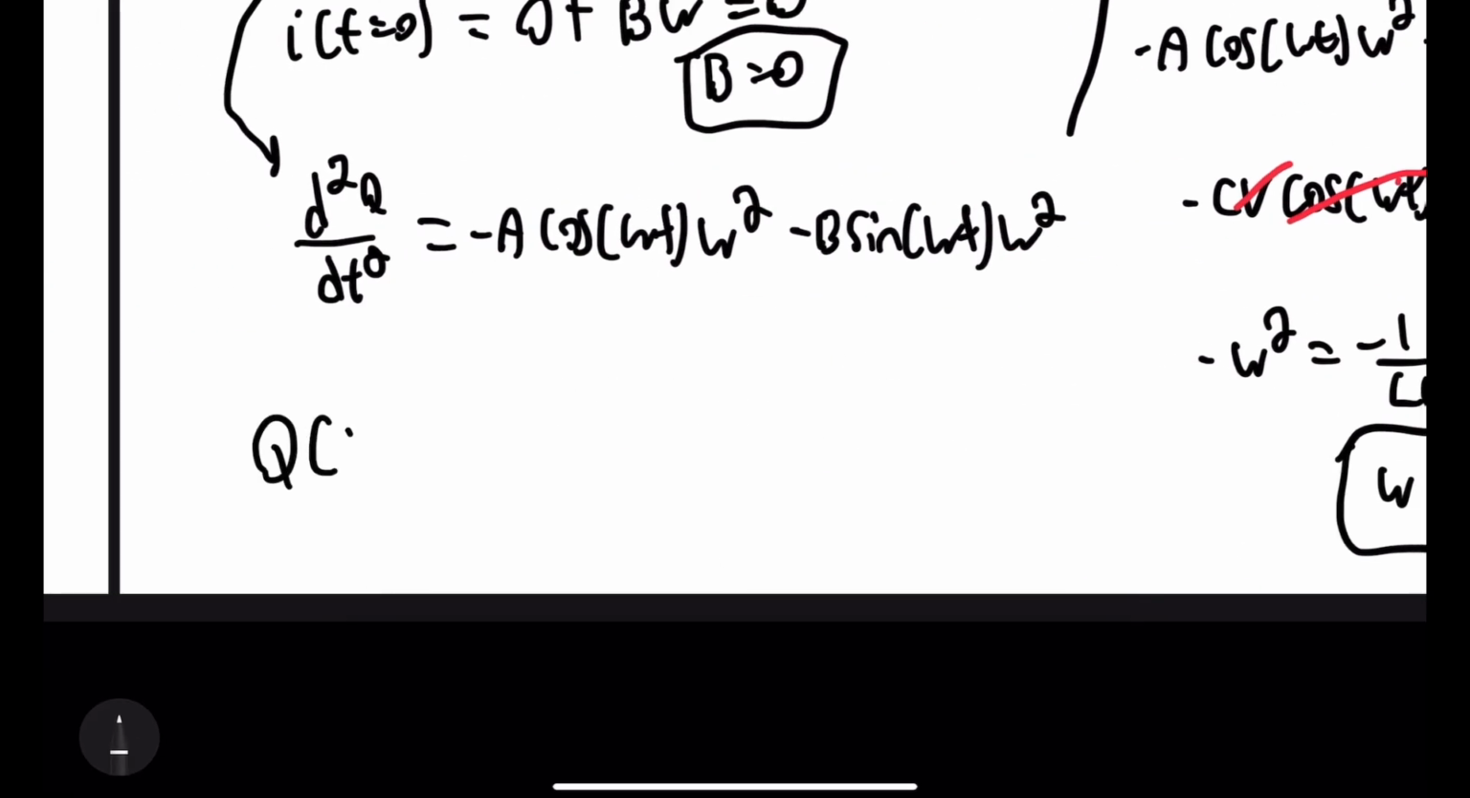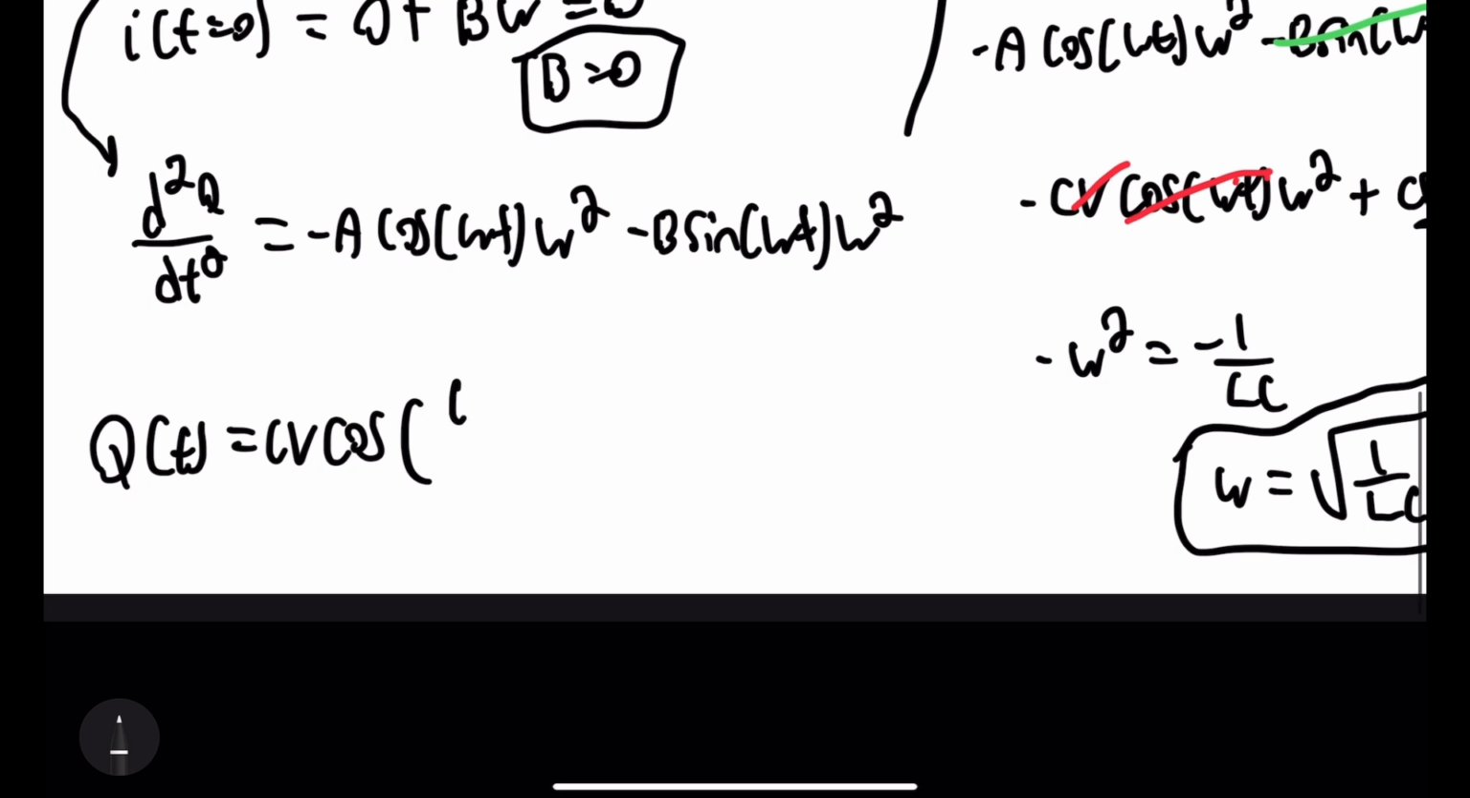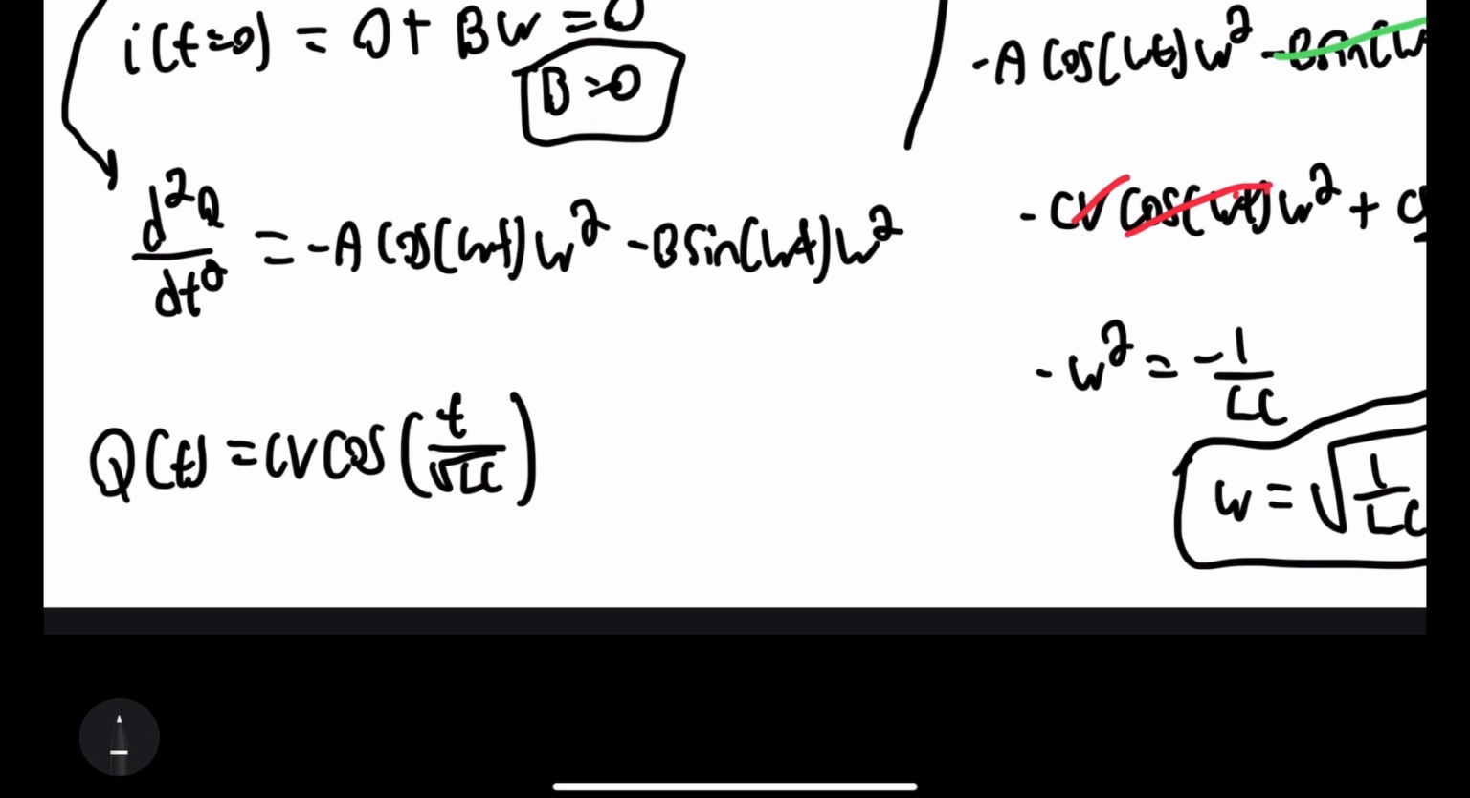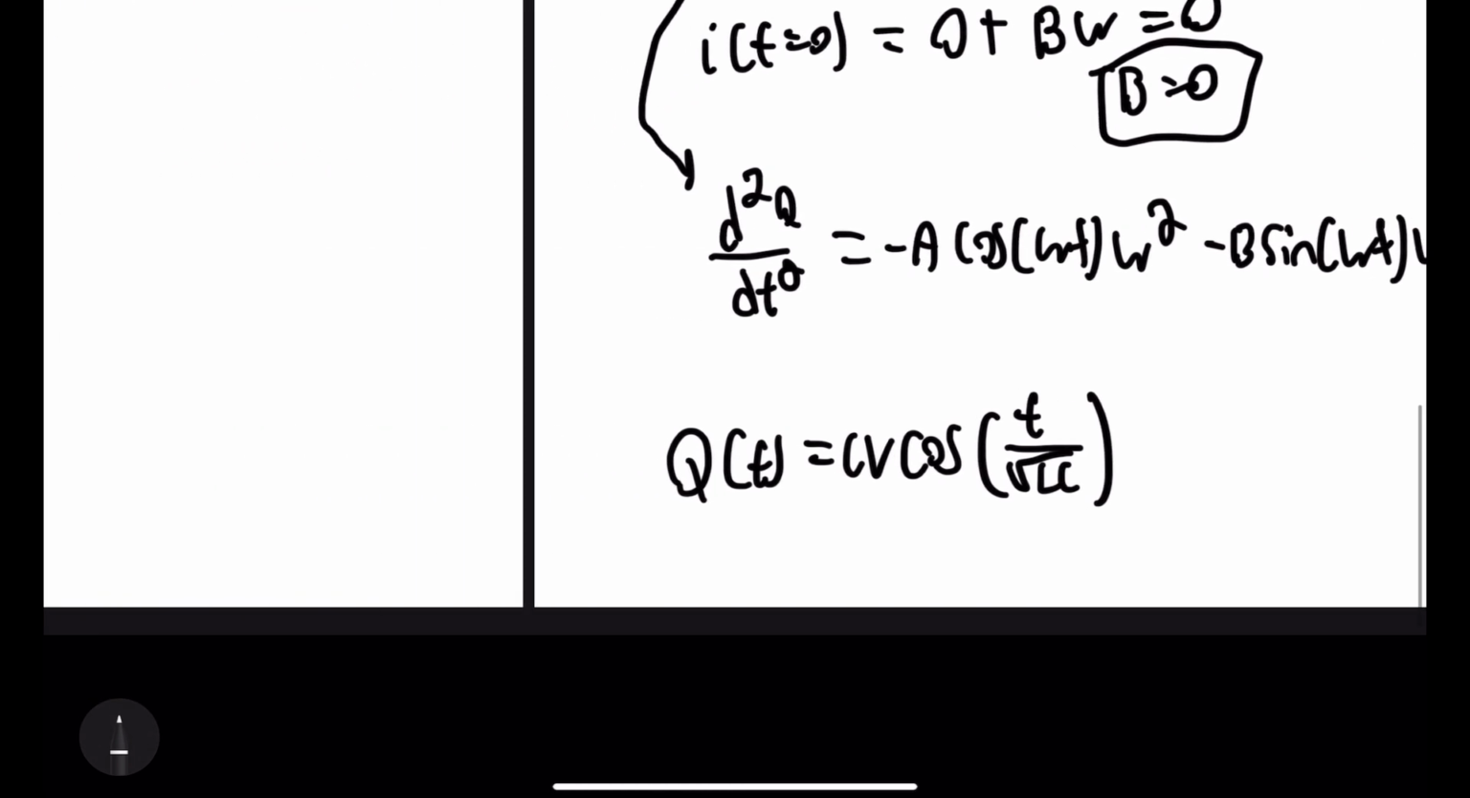So then Q of t would be A CV cosine of omega t, which is going to be t over the square root of LC, plus sine omega t, but we found that B is 0, so the sine component will be 0. So this is our answer.